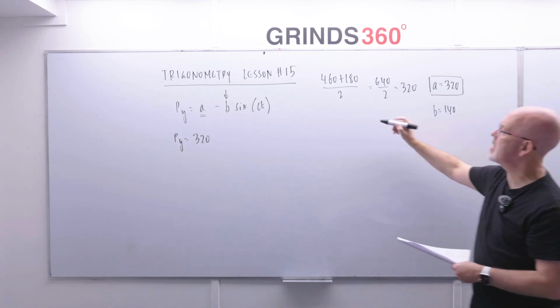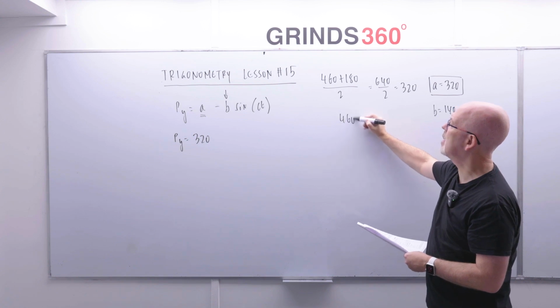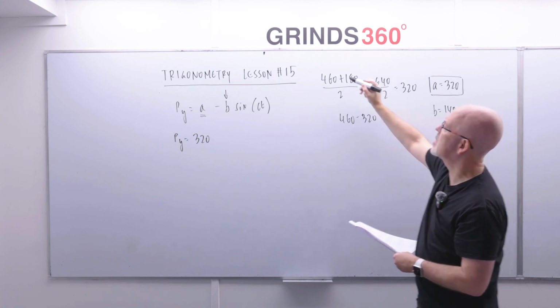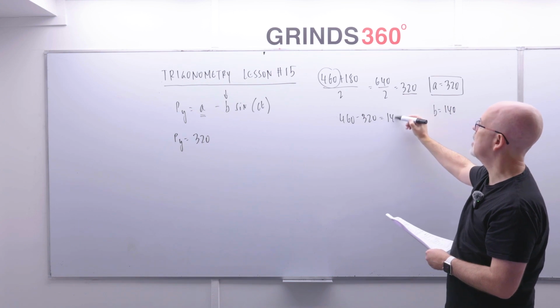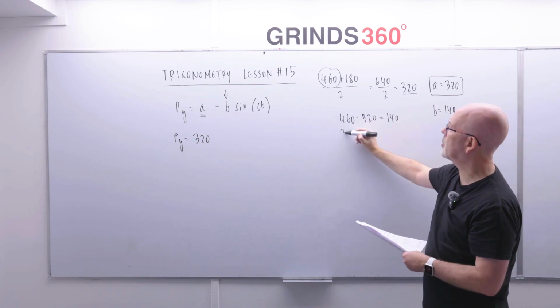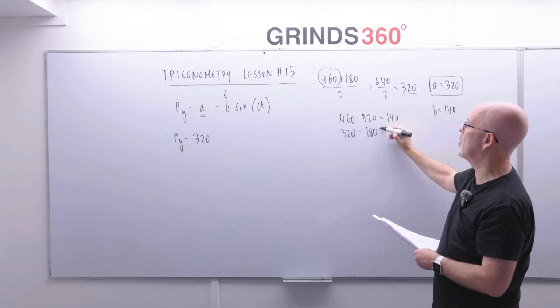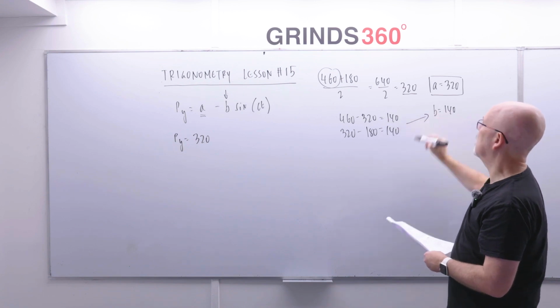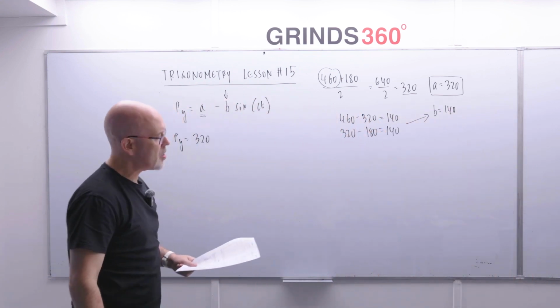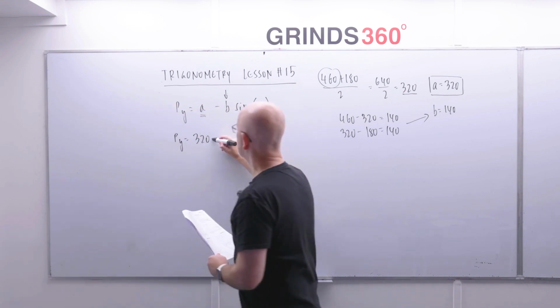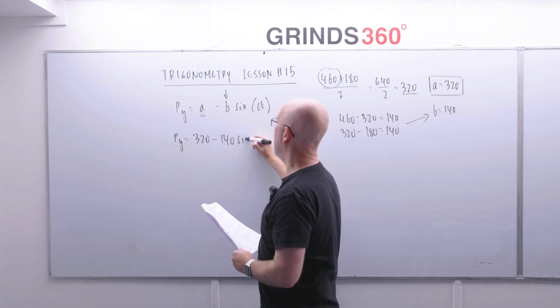It's your amplitude. So I could say that's 460 minus 320. That's the top point of your graph, take away the center line, is 140. Or the center line, 320, take away the bottom of your graph. Either of those two will give you your value for B, that B is equal to 140. Okay? So B is 140. So we've got minus 140 sine like that.